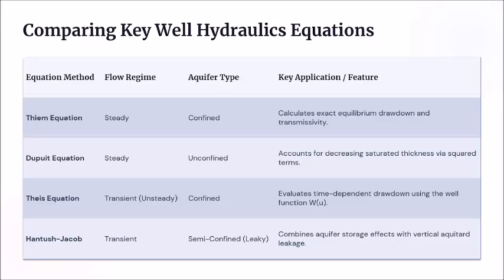Use the Thiem equation for steady flow in a confined aquifer. Use the Dupuit equation for steady flow in an unconfined aquifer, remembering those squared terms. Use the Theis equation for transient, time-dependent flow in a confined aquifer. And finally, use the Hantush-Jacob method for transient flow in a semi-confined, or leaky, aquifer.